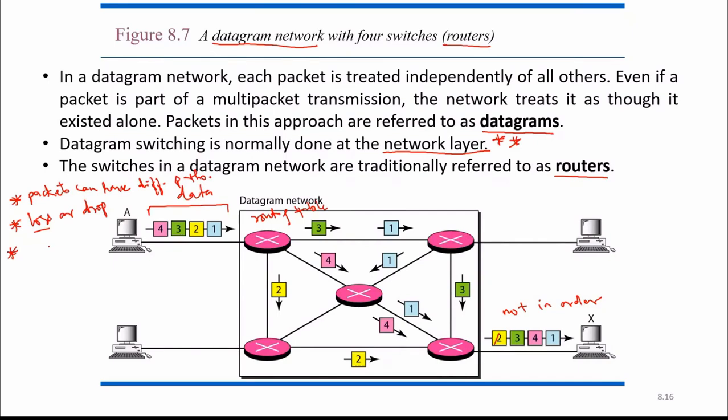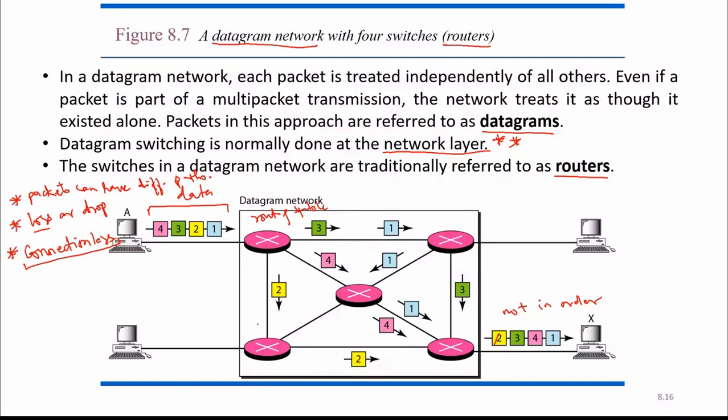Sometimes this datagram network is called connectionless. In circuit switching there is a dedicated connection, but here there is no dedicated connection. That's why it is called a connectionless network. It is connectionless in the sense that the packet switch does not keep any information of the source and the destination.